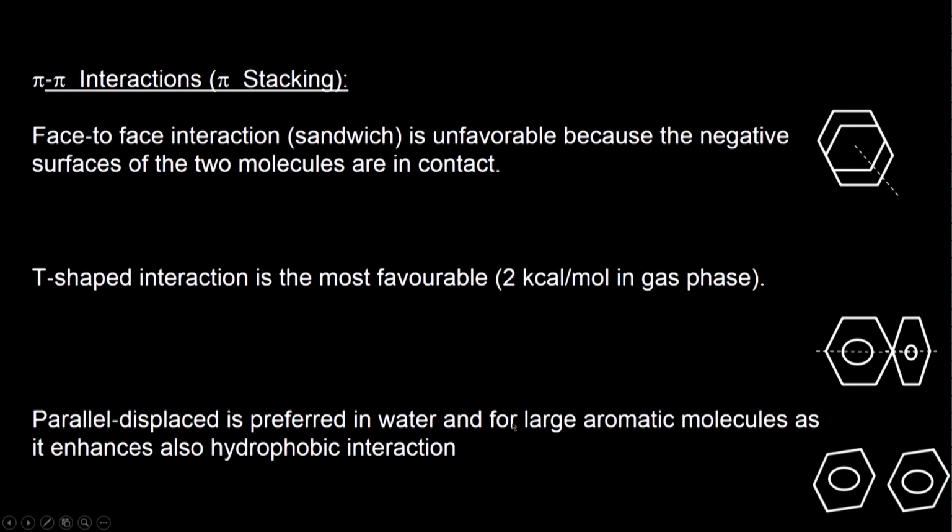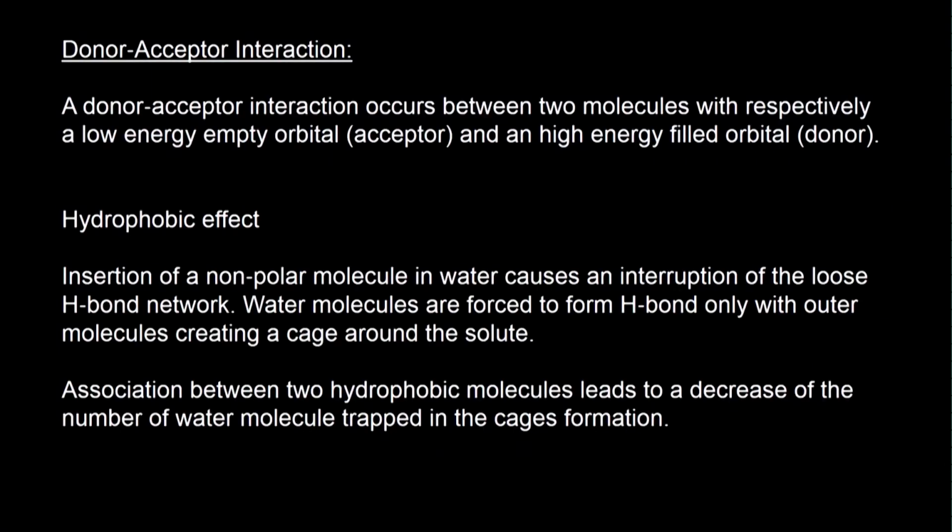Parallel displaced means one benzene is flat, and another benzene is not exactly on top, but displaced and parallel. In water, for large aromatic molecules, it also enhances hydrophobic interactions. This is especially preferred in water, and the T type of interaction is also favored. But one on top of another is the least favored because of the negative charge; there could be repulsion between two benzene rings. So, this is also quite an important non-bonded interaction we need to consider.